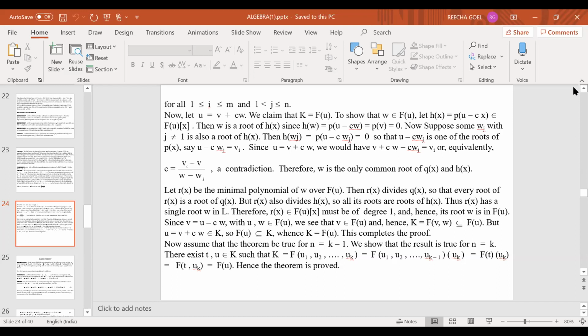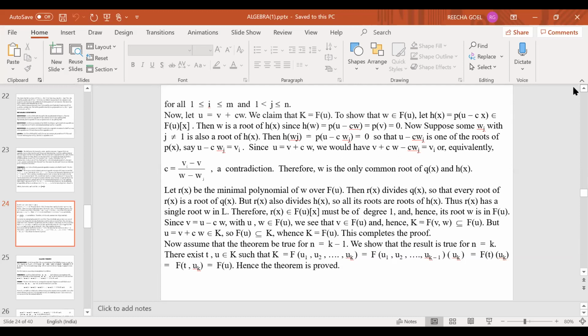So since V is equal to U minus W, CW, and W belongs to this, and U belongs to Fu, we see that V also belongs to Fu. And hence this K, which is nothing but F(V, W), is contained in F(U). But U is equal to V plus W, CW, which belongs to K. Therefore, F(U) is also contained in K. And so this shows that K is nothing but F(U). So this completes the proof for n is equal to 2.